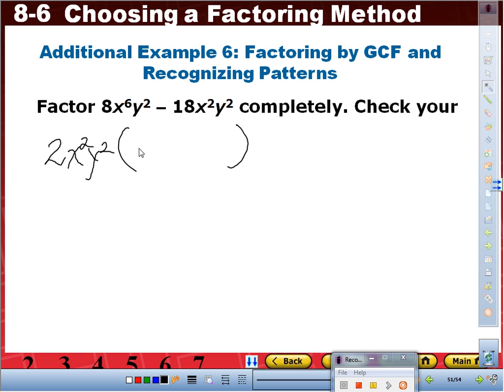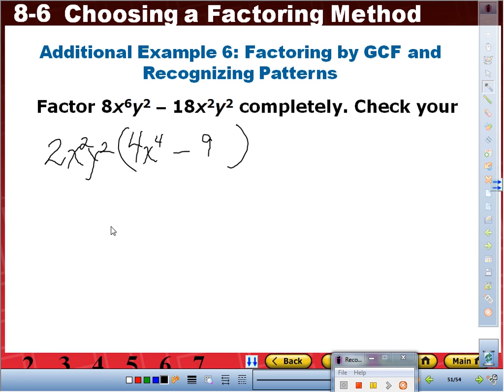8 divided by 2, that's 4. X to the 6 divided by x to the second, we're left with x to the 4. When we divide, we're subtracting exponents. Remember that? And we already took out the y squared. There it is. So this is minus 18 divided by 2, that's 9. Did we take out already the x squared and the y squared? Yes, they're right here.